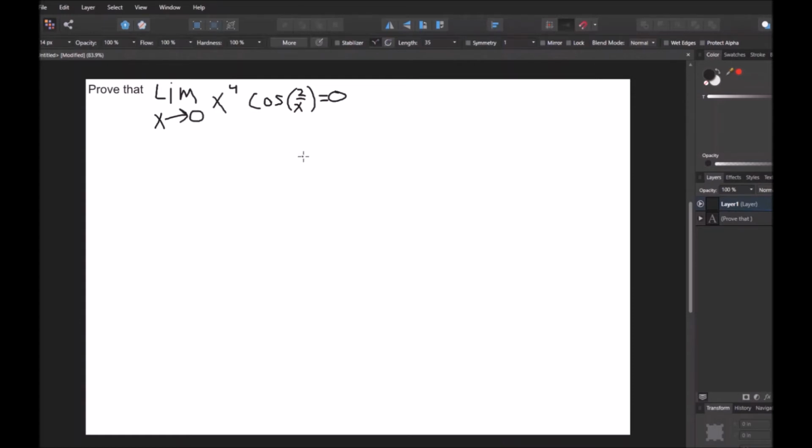So what I'm going to do is I'm going to write cosine of 2 over x. That's kind of the tricky part here, is we don't know how to do trig limits. So I'm going to write the cosine of 2 over x, and then I'm going to make an inequality. So now we have -1 is less than or equal to cosine of 2 over x, and cosine of 2 over x is less than or equal to 1.